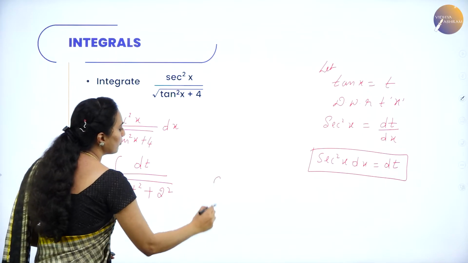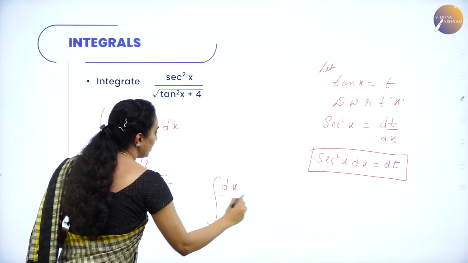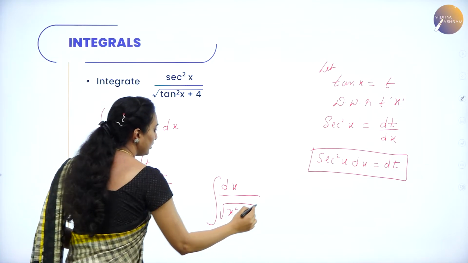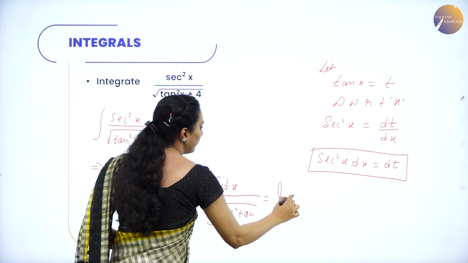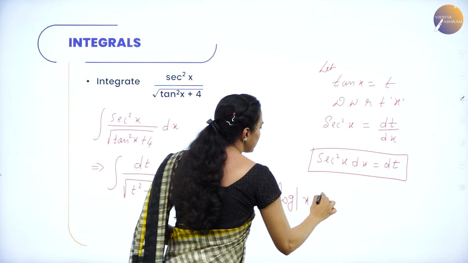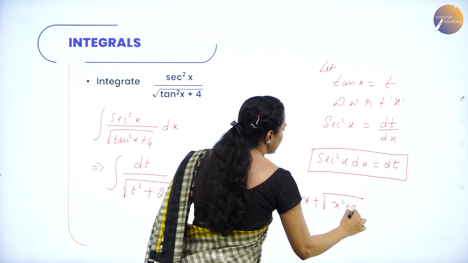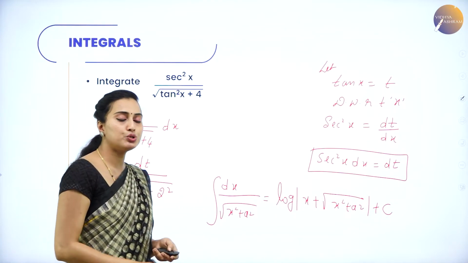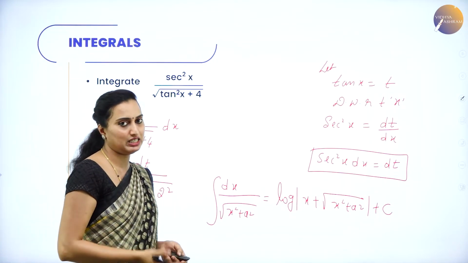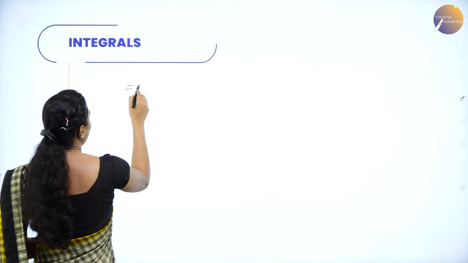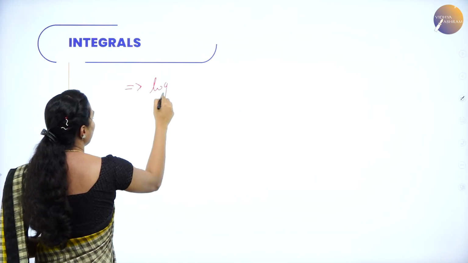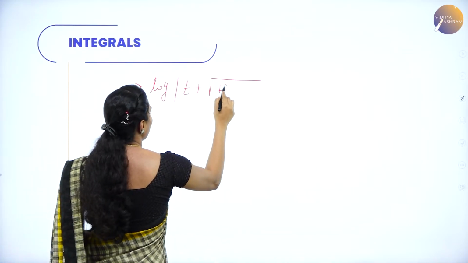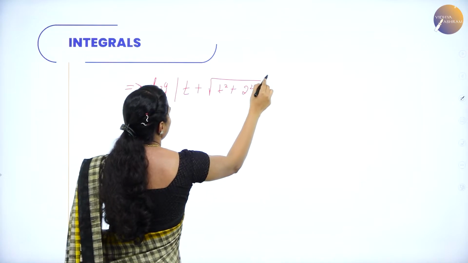Dear students, this is of the form integral of dx divided by under the root of x squared plus a squared, which is nothing but log of modulus of x plus under the root of x squared plus a squared, plus c. So accordingly, a replaces 2 and x replaces t. Therefore, writing in that form, log of modulus of t plus square root of t squared plus a squared, plus c.